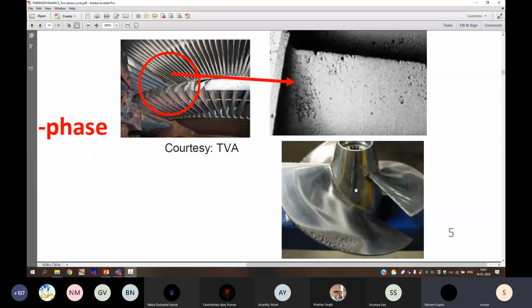So this is what happens when you have a steam turbine having liquid water impinging on the blades. So this is erosion of the blades by pitting. Those liquid droplets strike the blades at extremely high velocity and they're eroding it away. So this is what happens when you work in the two-phase region.